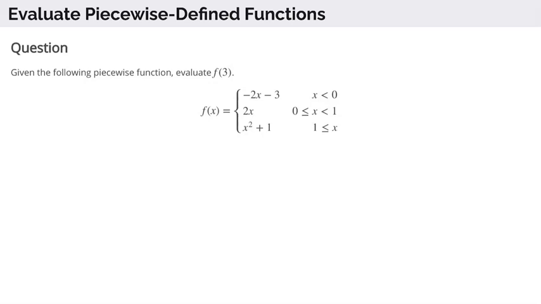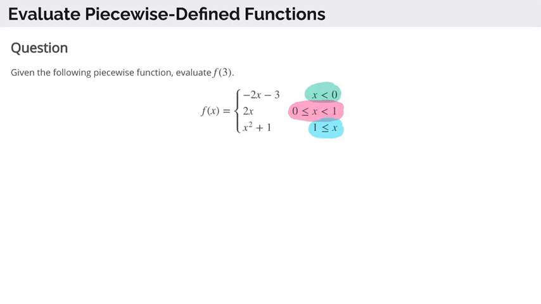But we're only using each of those rules on a specific part of the domain. So for example, this function rule of f of x equals negative 2x minus 3 is only valid for x less than 0. And then we have another part of the domain from 0 to 1, and then we have another part here. So the first step is actually just to figure out for the given x value, right, which one of those domain restrictions does it satisfy?